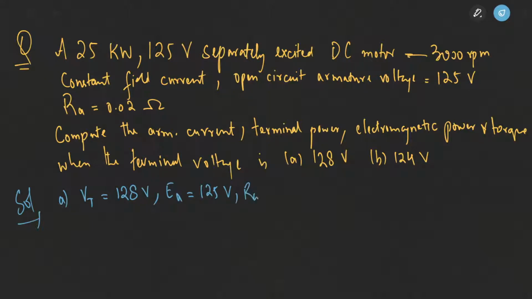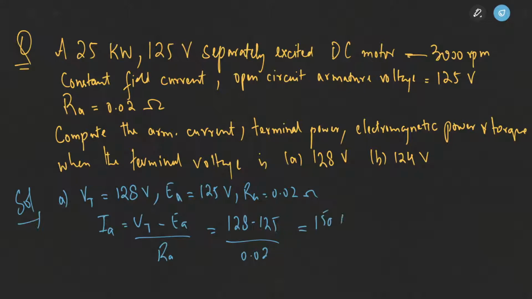RA is 0.02 ohms. We know for a separately excited DC motor the armature current is given by (VT minus EA) divided by RA. So substituting these values, (128 minus 125) divided by 0.02, that comes out to be equal to 3 divided by 0.02, which is equal to 150 amperes. Fine.